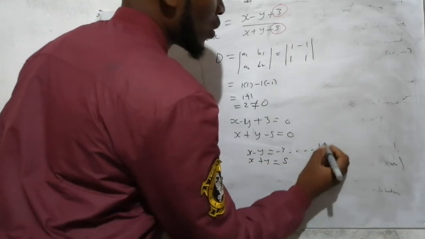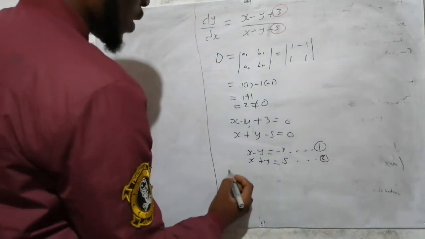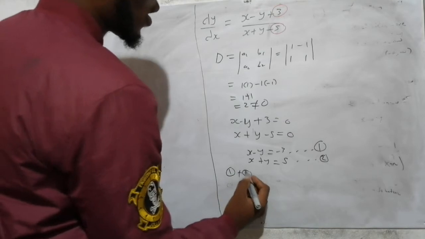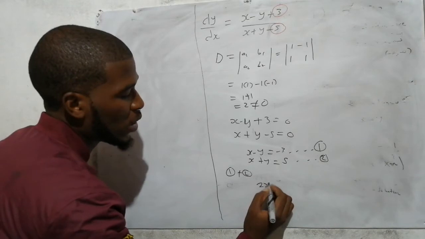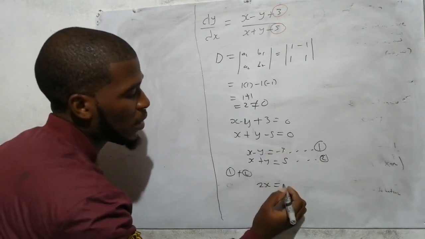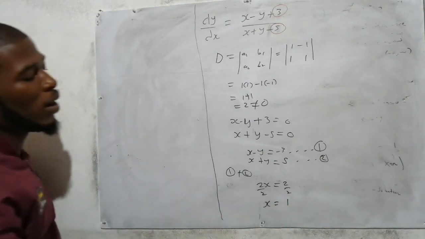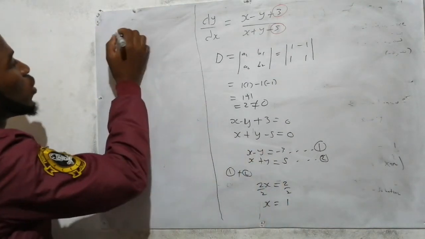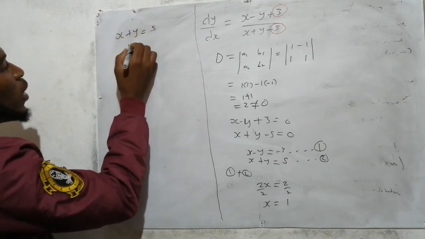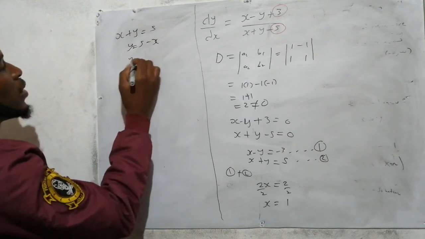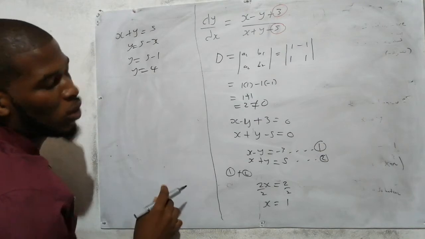Let me call this equation 1 and that equation 2. If we add equation 1 and 2, why are we adding them? Because we want to use the elimination method. 2x equals -3 plus 5, that's 2. So x equals 1. From equation 2, x plus y equals 5, so y equals 5 minus x. And our x, we know it's 1. So this means that our y is equal to 4.